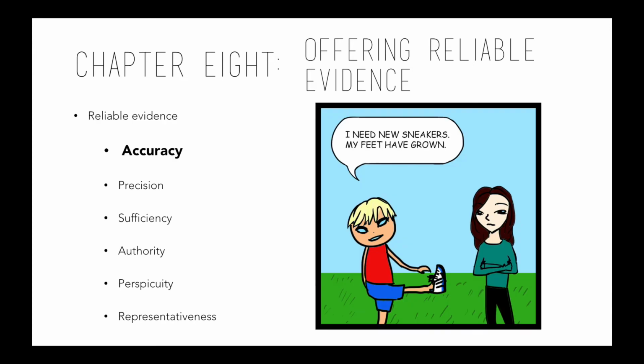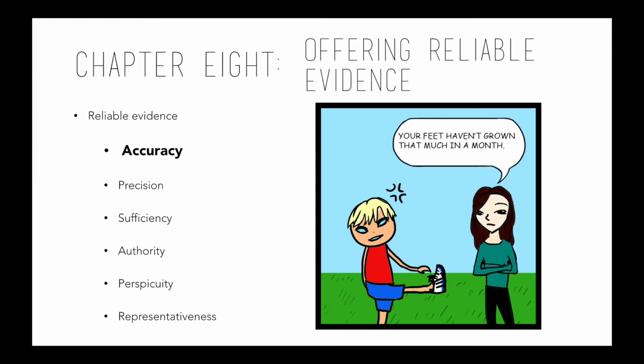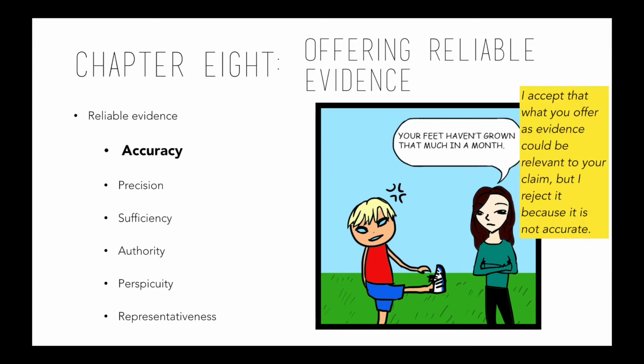Let's first look at accuracy. For example, someone might say, "I need new sneakers. My feet have grown." Here, the evidence is that his feet have grown. However, if this evidence is inaccurate, as in that his feet did not actually grow much, other people will reject the evidence and the claim it tries to support. So here, the girl might say, "Your feet haven't grown that much in a month." What she would mean is that she accepts that what is offered as evidence could be relevant to the claim, but she rejects it because it is not accurate.